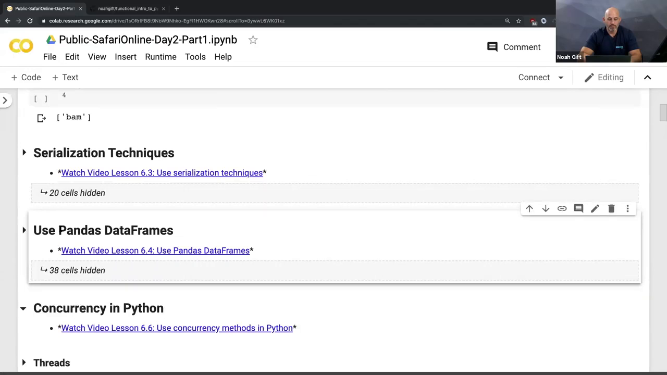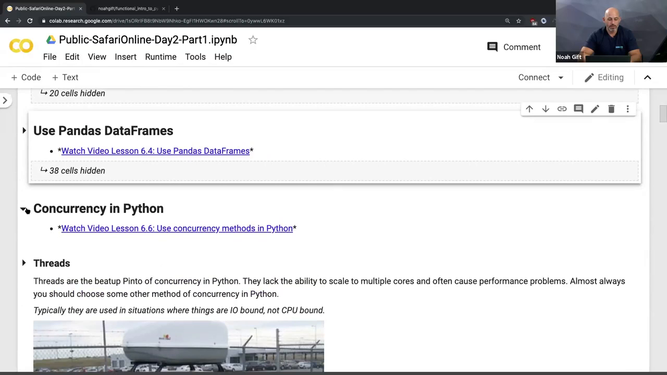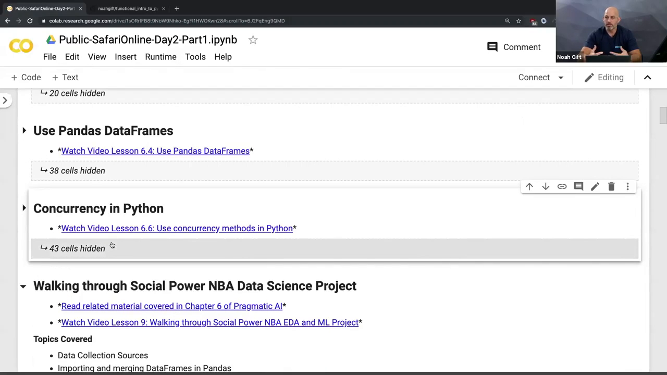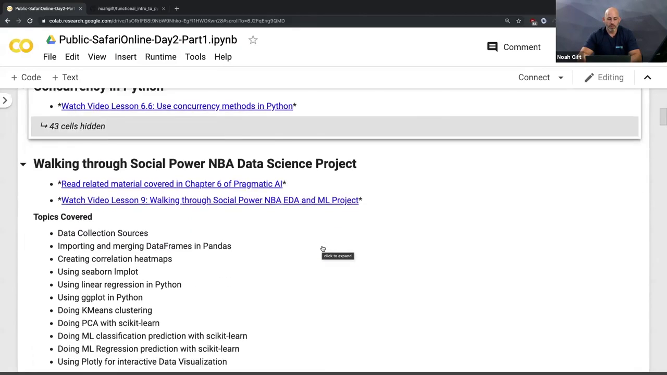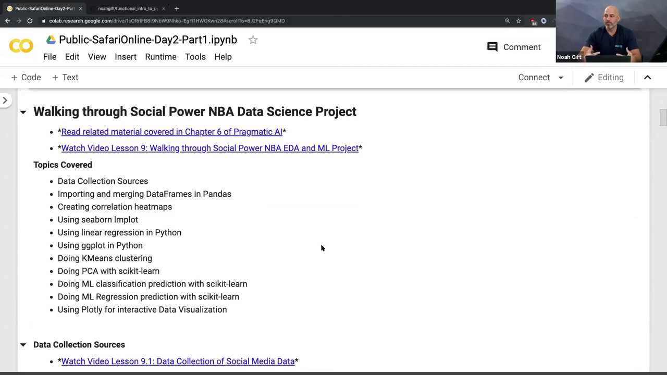Likewise, there's some instructions here on how to use pandas as well. Also how to use concurrency in Python. There's a lot of really interesting problems in Python with concurrency. I'll let you cover those on your own. What we'll get into is right into really the meat of data science. And we're going to walk through from the beginning to an end how to do data science with Python.